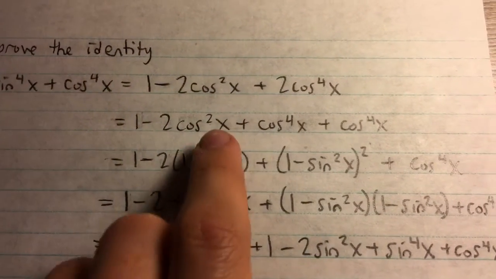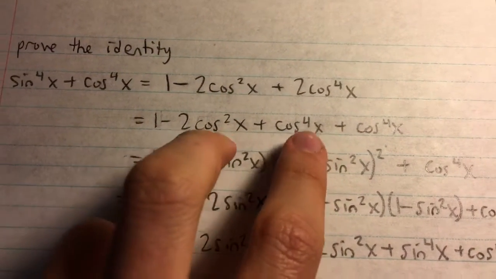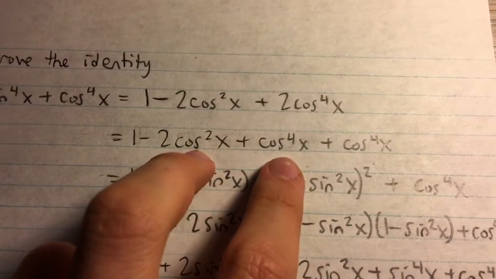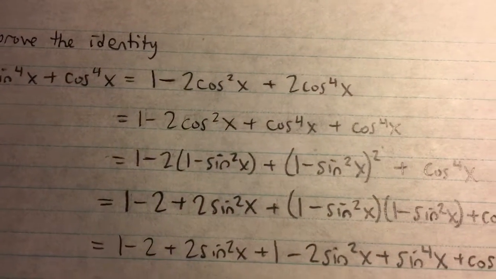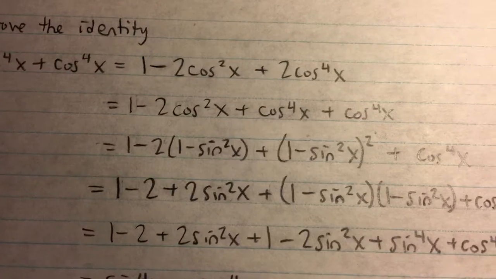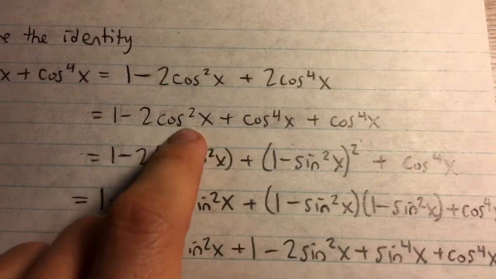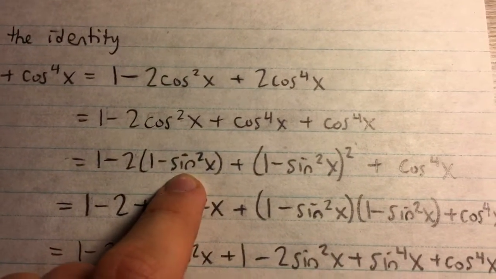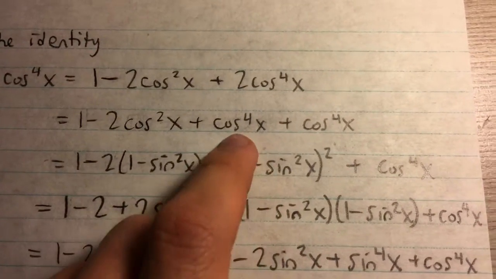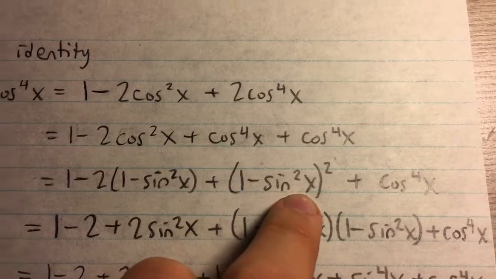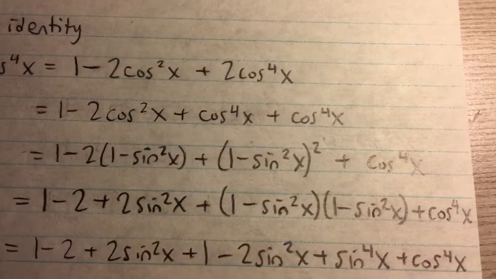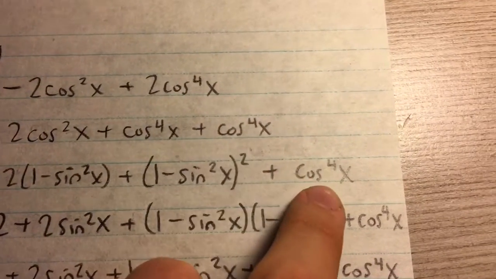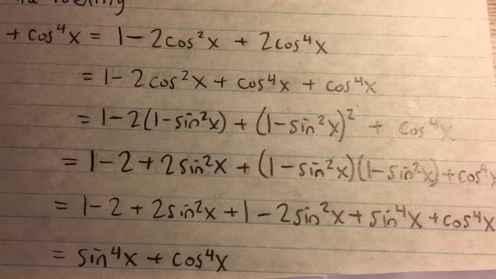And so obviously we want sine, and so these cosine terms we can turn into sine terms using the Pythagorean identity. Because cosine squared plus sine squared equals 1, that means cosine squared is 1 minus sine squared. And because it's to the fourth power, it's 1 minus sine squared, all squared. And again, we're going to keep this cosine to the fourth x over to the side.